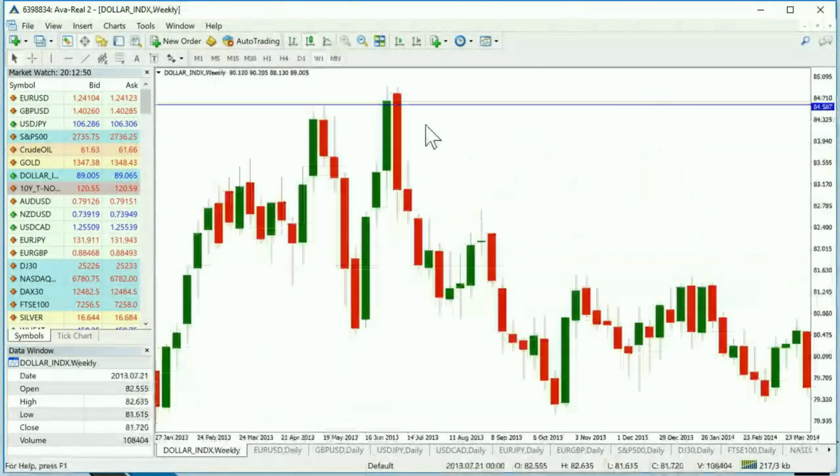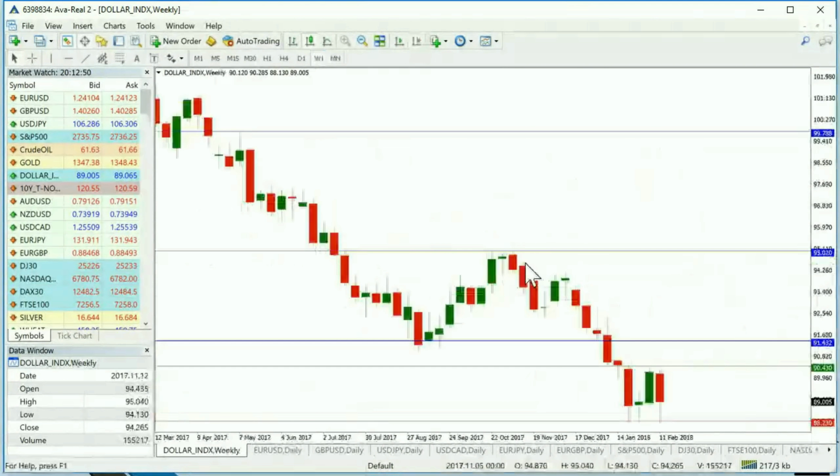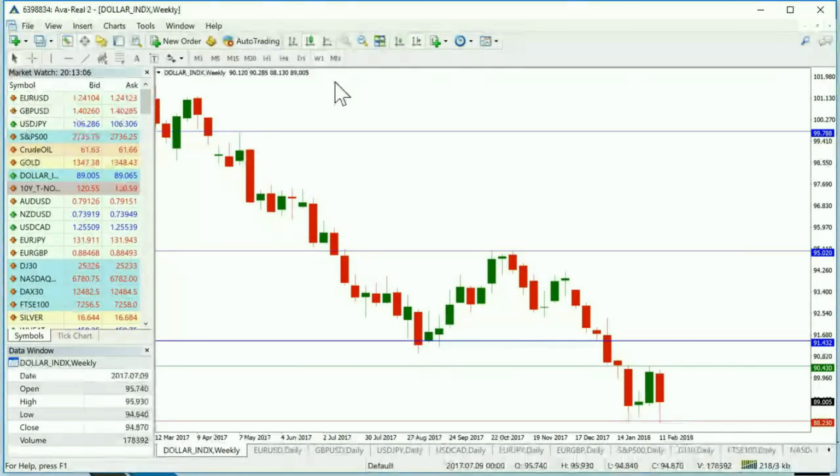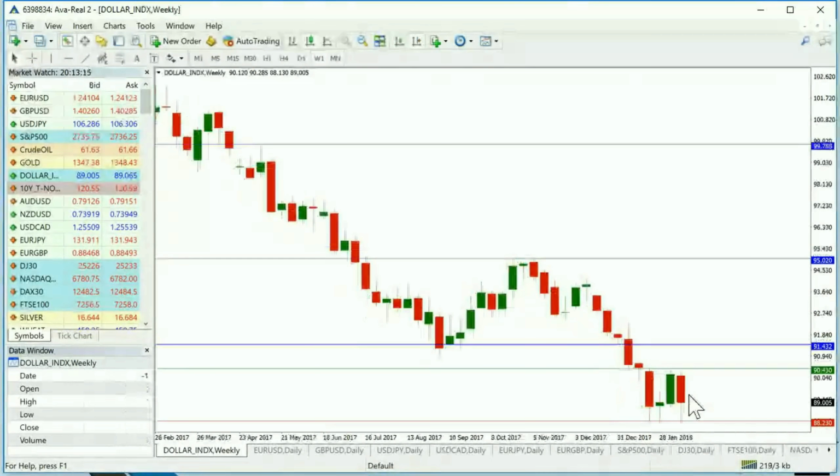So what we really would like to see is that the sellers take complete control over this, break these lows, and start driving this market lower, which would be the 4th consecutive bearish month in the dollar. If that doesn't happen, then it opens the door for buyers to actually enter this market, and maybe we start to see a little bit of price be driven to the upside.